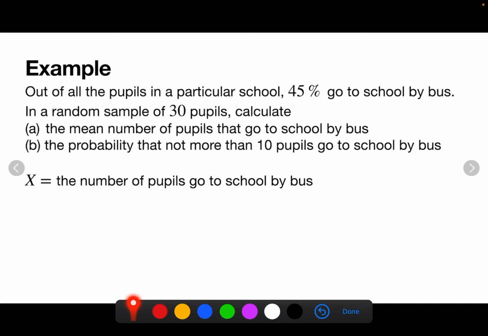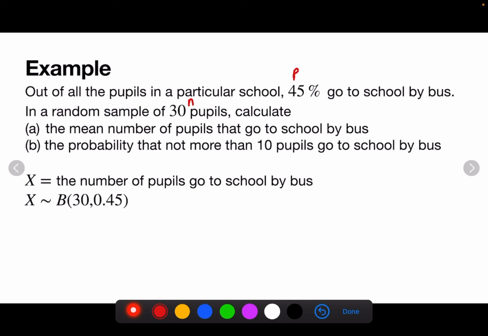So what are our parameters? This is a binomial distribution. Why do we call it a binomial distribution? Because we have 45% that go to school by bus, so we have the complement for the rest of the percentage, which is 55%. Maybe they go to school by car, maybe they walk. The 45% is going to be our P. So what does 30 pupils stand for here? It is our N.